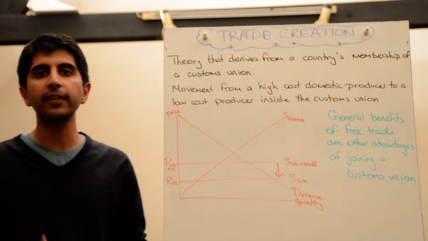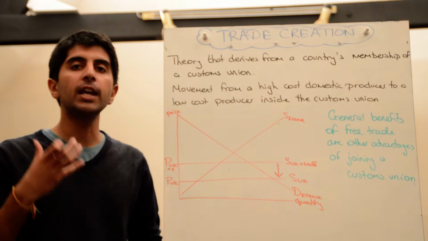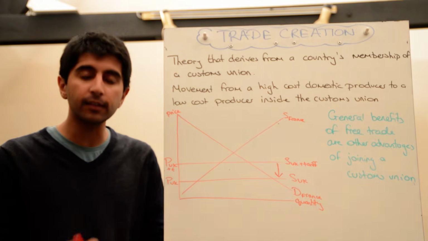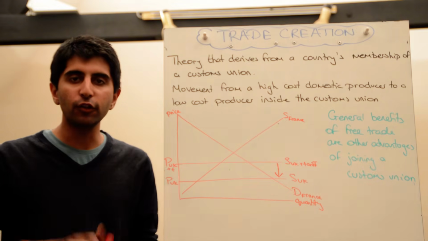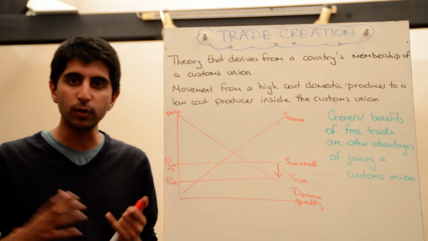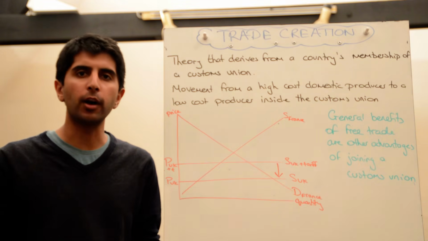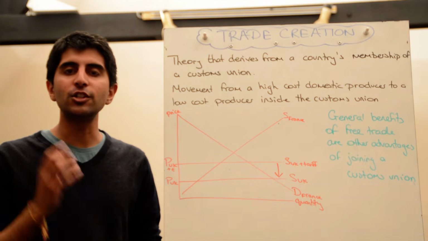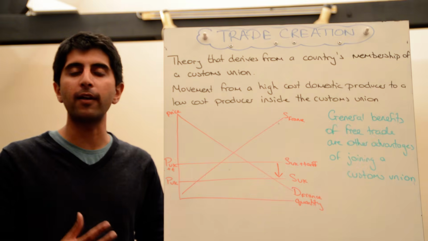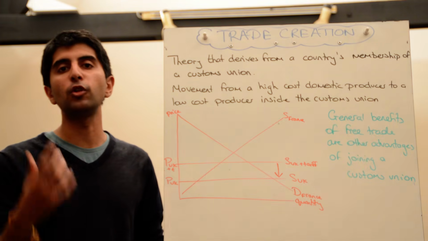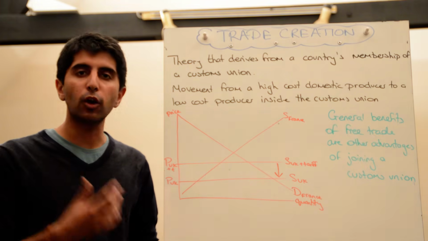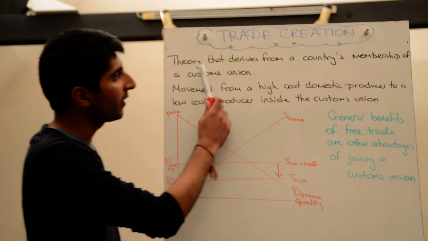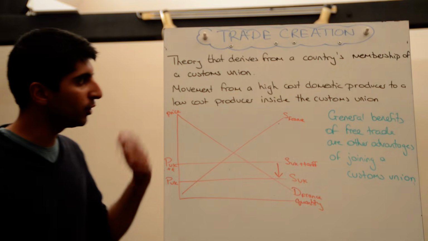So this is an argument that derives when a country enters or joins a customs union. Remember what a customs union is? It's when member nations agree to trade completely freely between themselves, no tariffs, no embargoes, no quotas between themselves at all, free trade, but they decide to impose common external trade barriers on all imports coming in from non-member nations. And normally that common external barrier is a common external tariff. Right, so this is a theory that derives from a country's membership of a customs union.